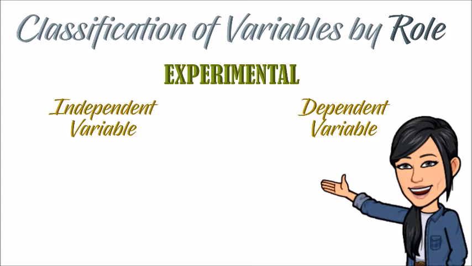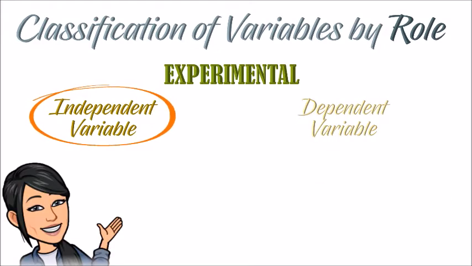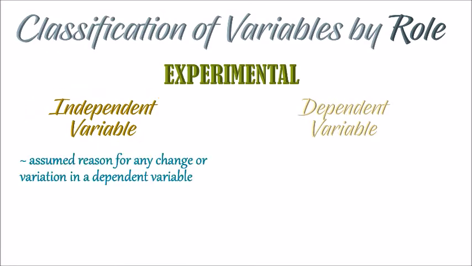Classification of variables by role under experimental research: independent variable and dependent variable. The independent variable is the assumed cause of a problem. It is an assumed reason for any change or variation in the dependent variable. This variable is usually manipulated in an experiment. Thus, it is called the manipulated or explanatory variable.